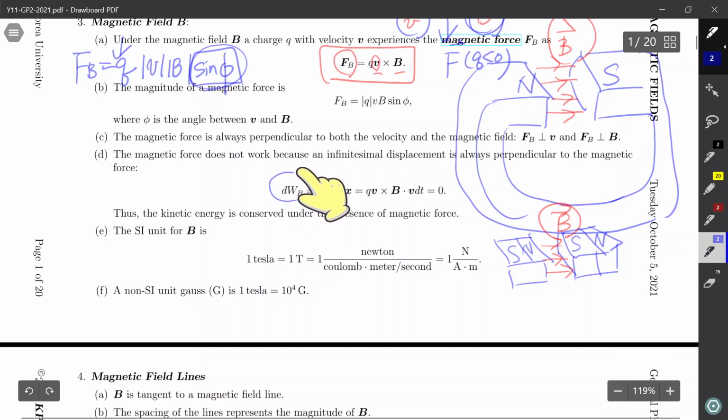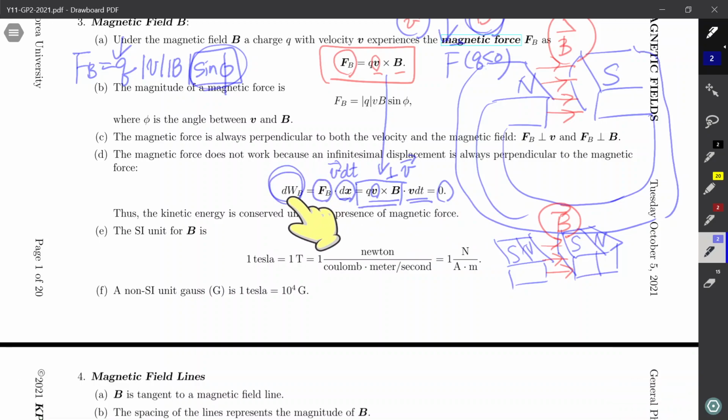The work done by the magnetic field can be computed like that. And the magnetic force is substituted in here. And dx, if the particle is moving with velocity v, the differential displacement should be v vector times dt. Substitute in here. Because the cross product is perpendicular to velocity, this is always zero. So the magnetic force does not contribute to the increment of the kinetic energy of the particle.